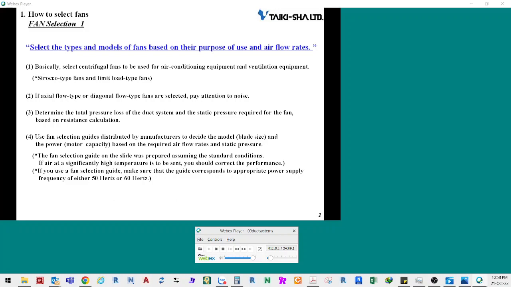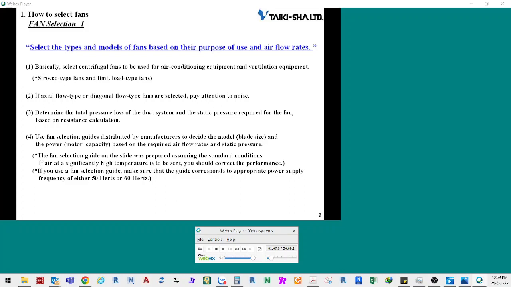When you select fans, use fan selection guides distributed by manufacturers to decide the blade size and power based on drops in pressure and airflow rates in the duct system. The fan selection guide on this slide was prepared assuming that the temperature of the air is 20 degrees Celsius and the weight is 1.2 kilograms per cubic meter, which are standard conditions.